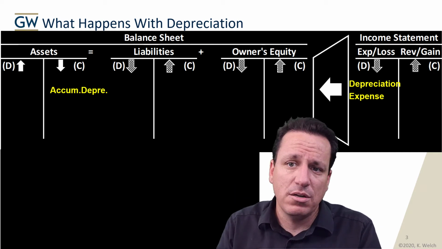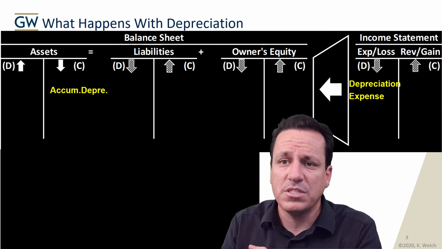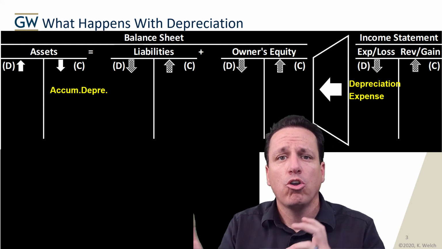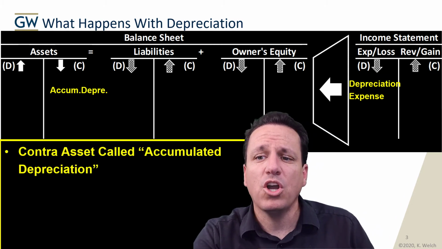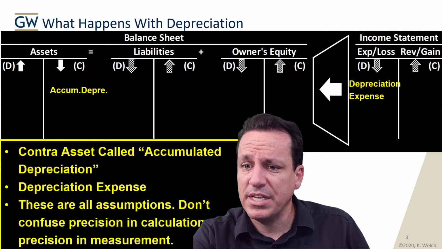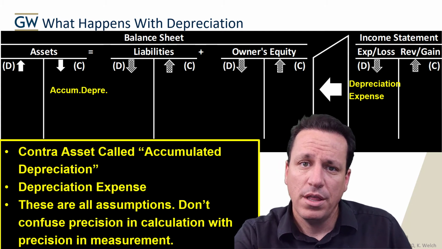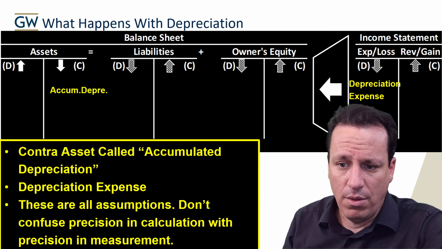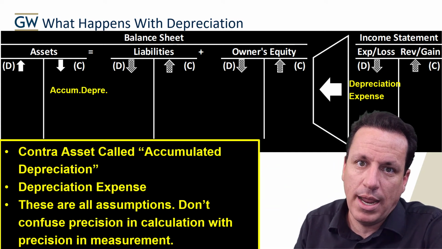When we write accumulated depreciation, we also have a depreciation expense, that we put on our income statement. So we would credit accumulated depreciation, we debit depreciation expense, credits equal debits, everything looks great, and that's what we do. So it's a contra asset called accumulated depreciation. The depreciation expense gets reported, and these are all assumptions. So don't think there's any precision here. There's not precision in this calculation. There's very low precision, particularly with straight line and double declining.